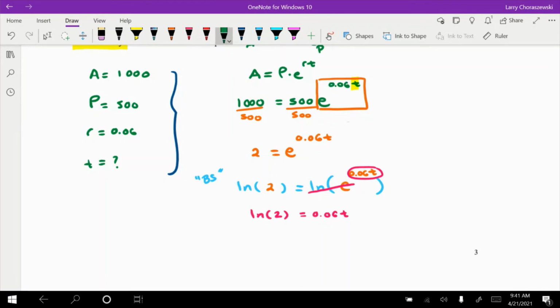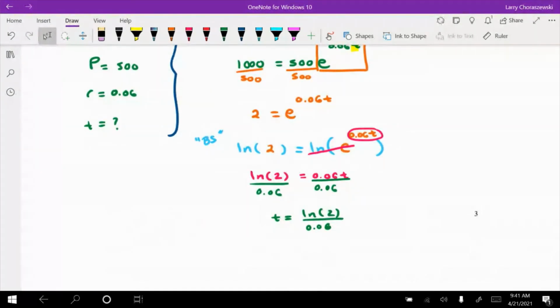All right, what's our last step? Yep, divide by 0.06. So as an exact value, t is the natural log of 2 divided by 0.06. And I would recommend typing this into the calculator. After all, it does give us rounding instructions, round to 1 decimal place. Let me know if you guys are getting 11.6.